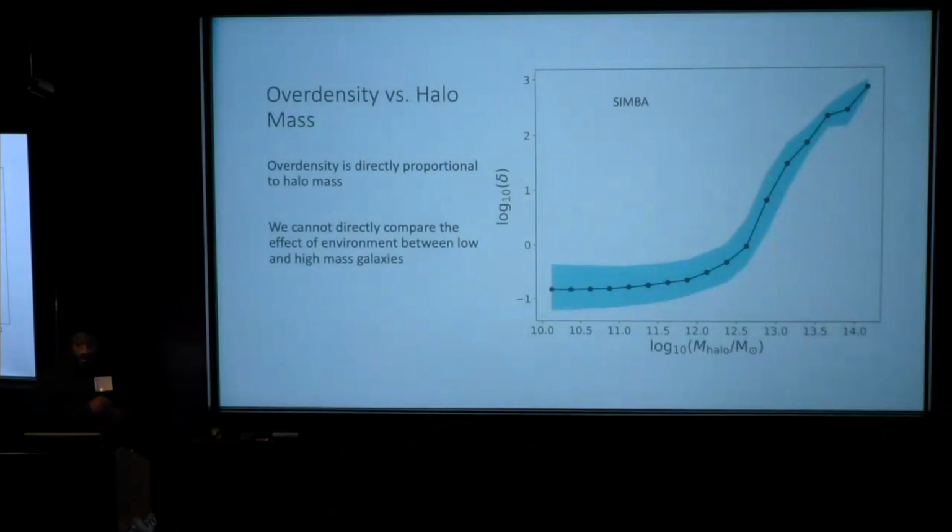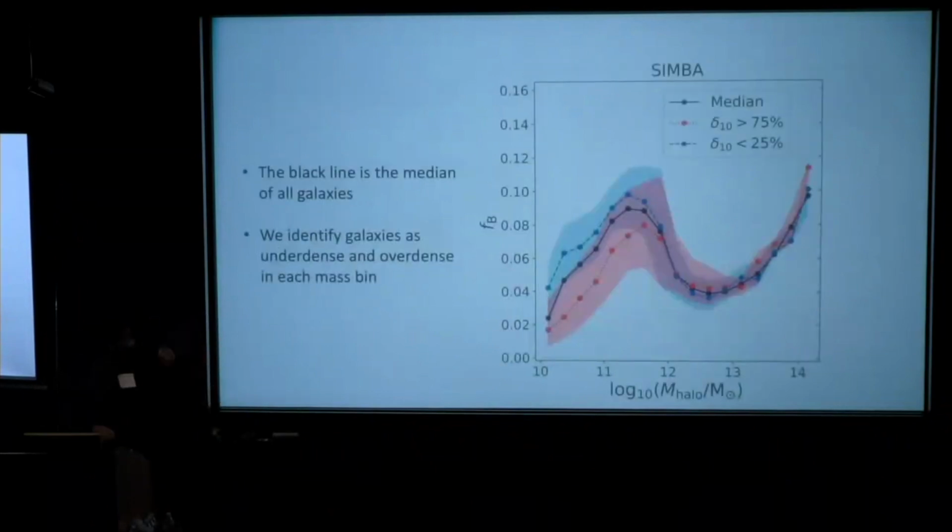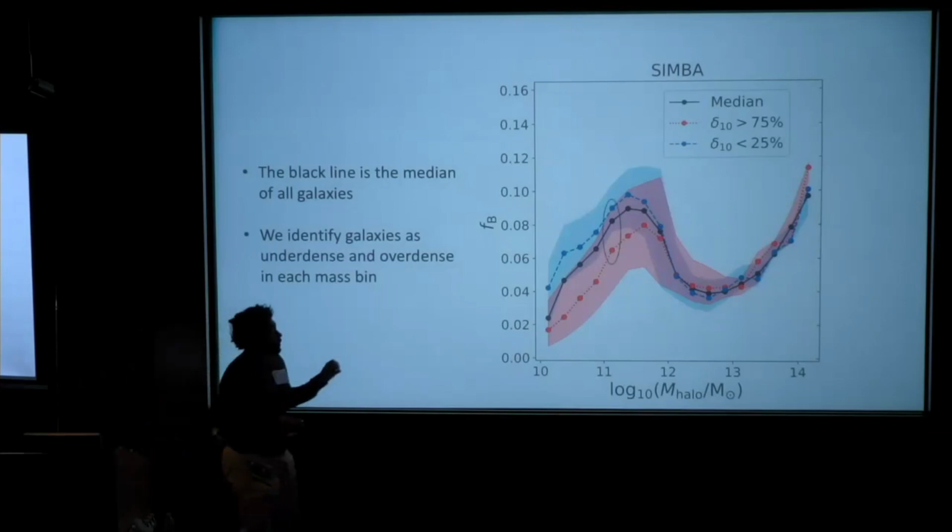So the very clear correlation between galaxy overdensity and halo mass, which I alluded to earlier, does present an issue, but we've created a pretty good workaround. So instead of comparing galaxies with different overdensities full stop, we divide them into different mass bins first. Like this one. Each mass bin is a width of 0.25 dex.